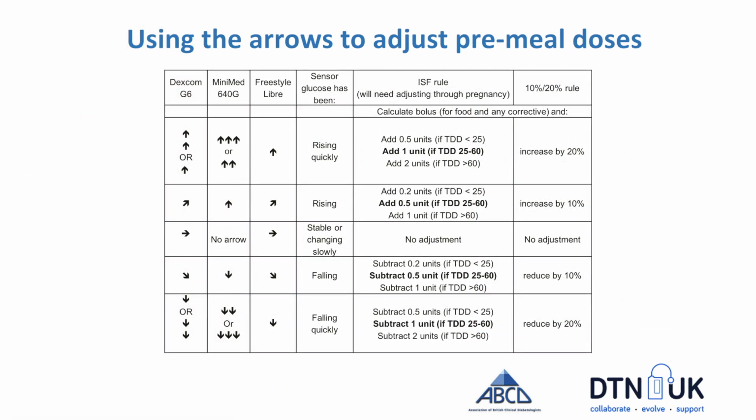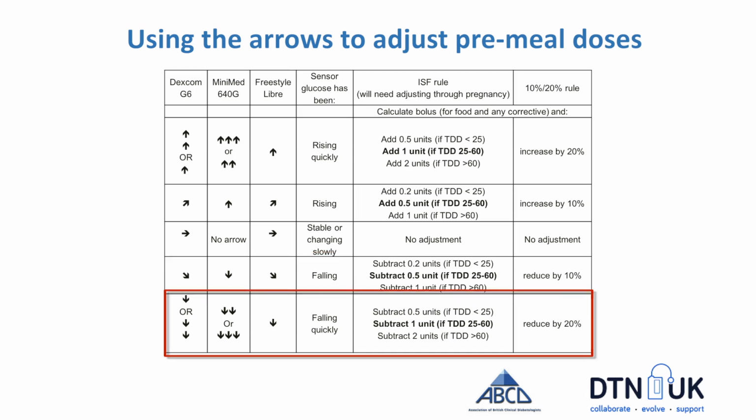But if the total amount of insulin you take in a day is between 25 and 60 units, if you've got oblique arrows on the Dexcom or the Freestyle Libre, or an up arrow on the MiniMed 640G saying your glucose is rising, you would add half a unit to your mealtime insulin dose. If you've got arrows showing your glucose is rising quickly, you would add 1 unit to your mealtime insulin dose. If you've got down arrows, if the arrows show your glucose is falling, you would take off half a unit. If it's falling quickly, you would take off 1 unit.